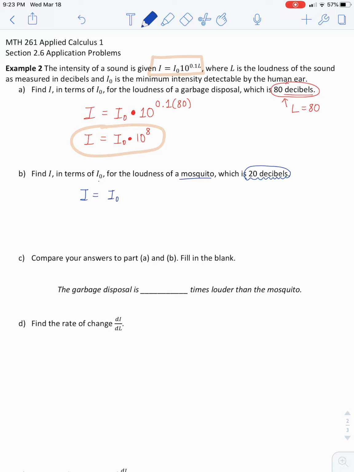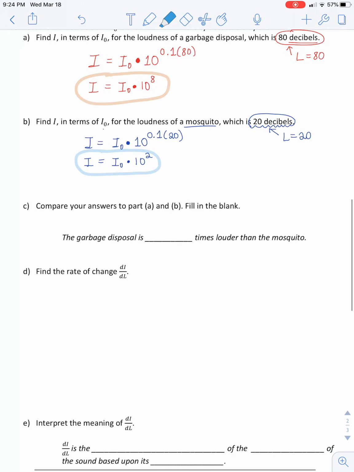I equals I naught times 10 raised to the 0.1 times. What's my L this time? Our L this time is 20. So if I simplify this, I will get I naught times 10 to the second power. Okay, so that's going to be the intensity of a mosquito sound. Am I reading this right? The intensity of a sound.